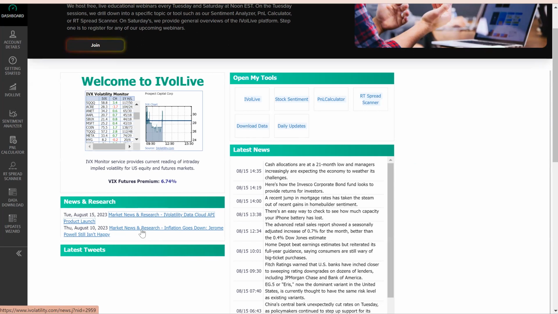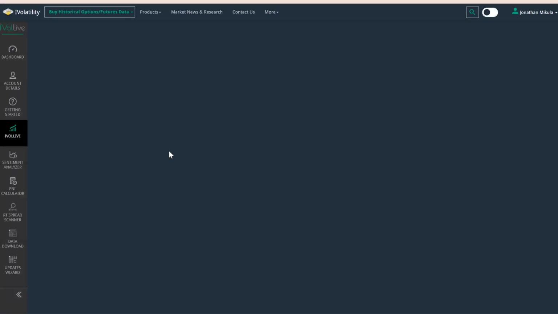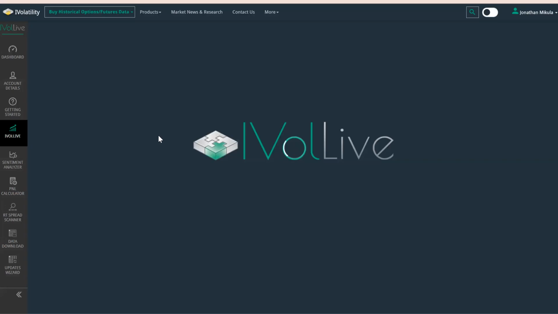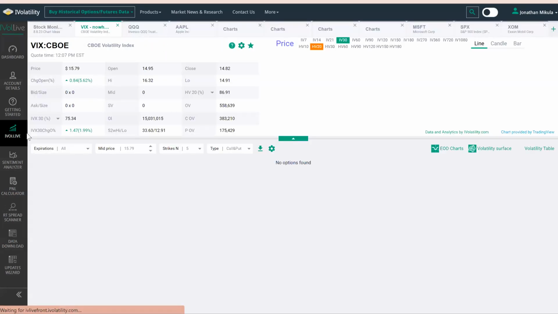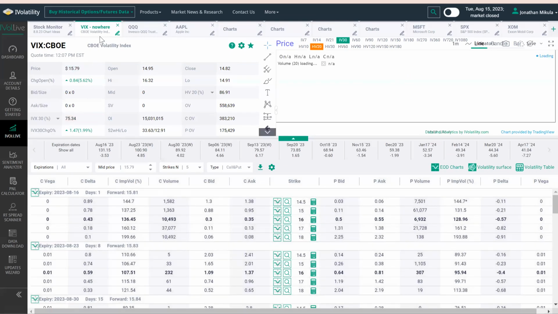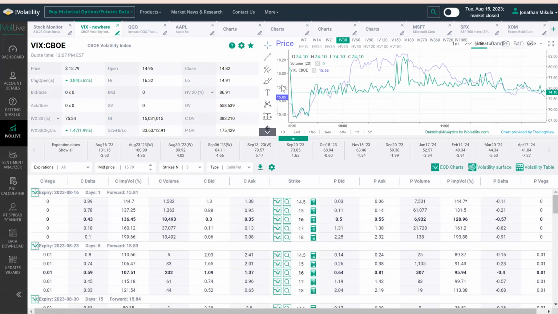We'll focus on Apple today because that's one that we've used a lot in charts part 1 and charts part 2. So to access charts, there's a couple different ways to go about it. My favorite is to go through this IVolLive button here. The first chart I pull up every morning in my trading session, coffee in hand, is the VIX.